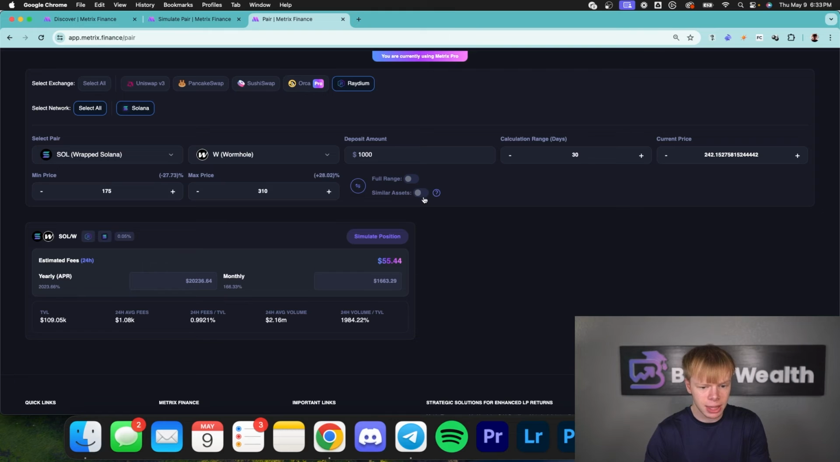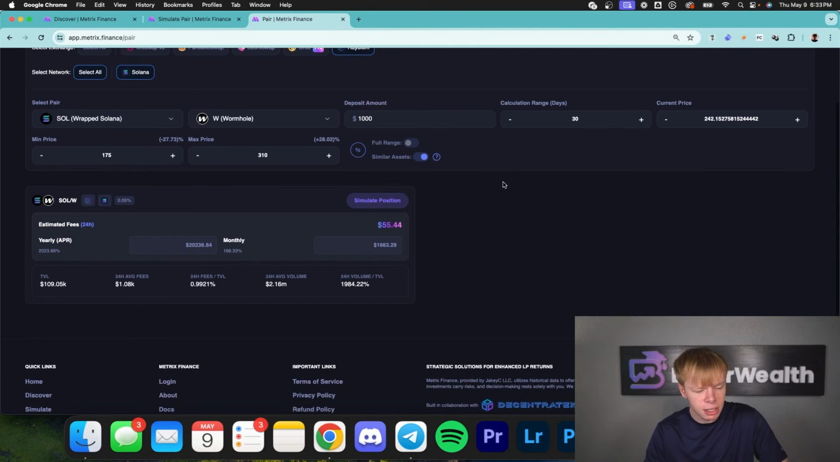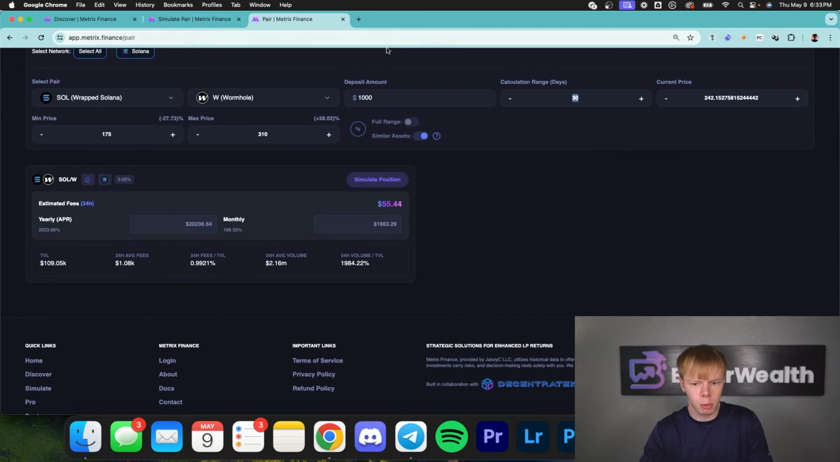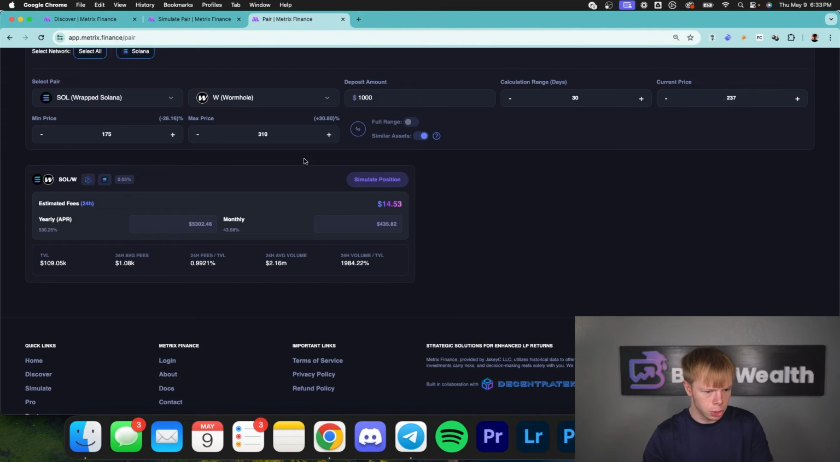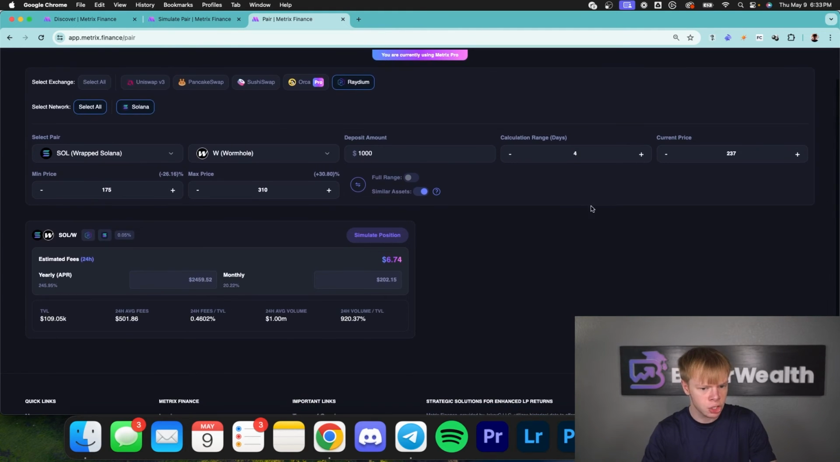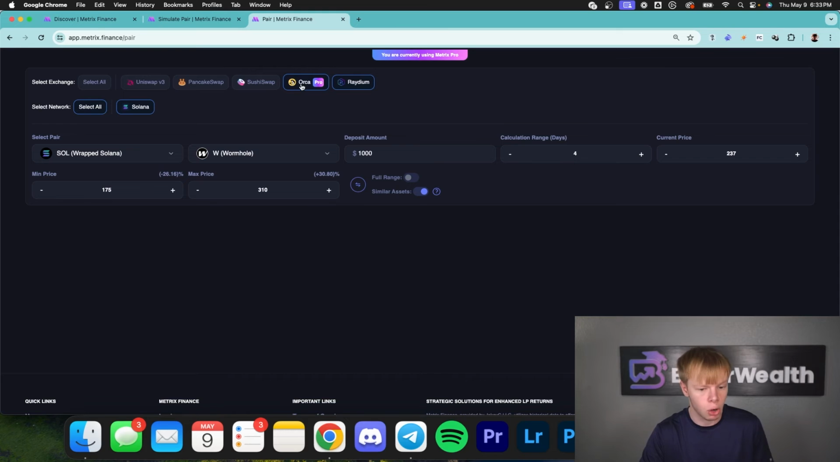And then if we hit this similar assets option, it's going to show us all assets that are similar. Like if there are wrapped versions of Sol or something like that, it's going to include those on the list. But as you can see, there is only one position over on Raydium. Remember, we do want to adjust current price to the peak of distribution, so about 237 is what we'll use. And then we're going to adjust that calculation range to 4 days. That's going to show about 245%, exactly what we're seeing over on the other page. But if we want to include Orca pools on here as well and compare it to Orca, we can hit Orca and that's going to show us all the Orca pools.